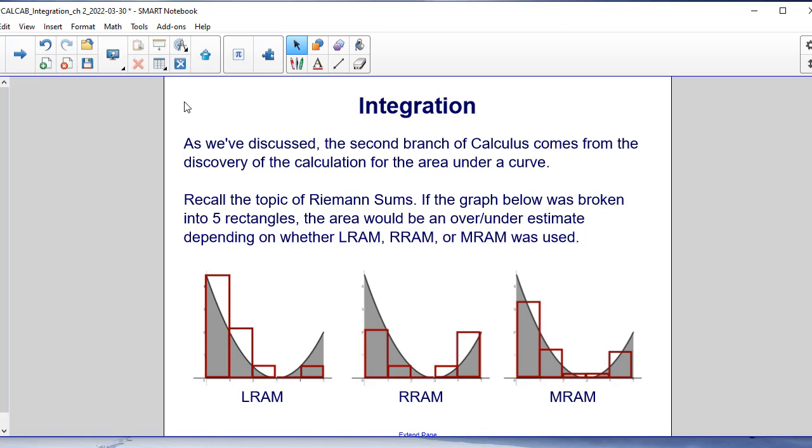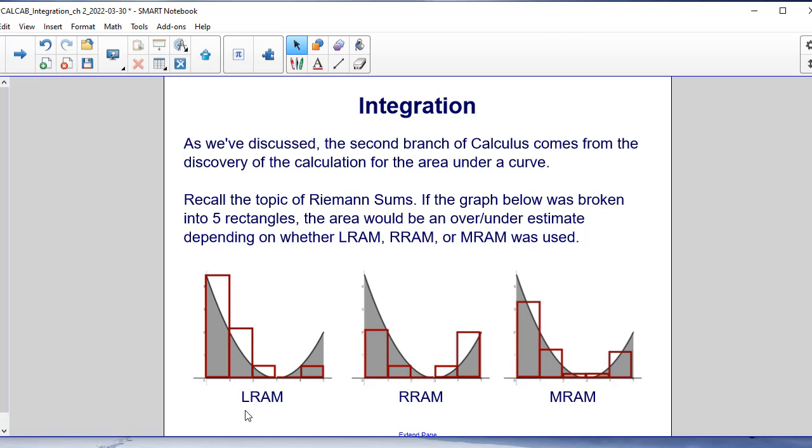As we have discussed, the second branch of calculus comes from the discovery for the calculation for the area under a curve. Recall the topic of Riemann sums. If the graph below were broken into 5 rectangles, the area would be an under or over estimate depending on whether the LRAM, RRAM, or MRAM was used. Just a quick review of the terms LRAM and so on.